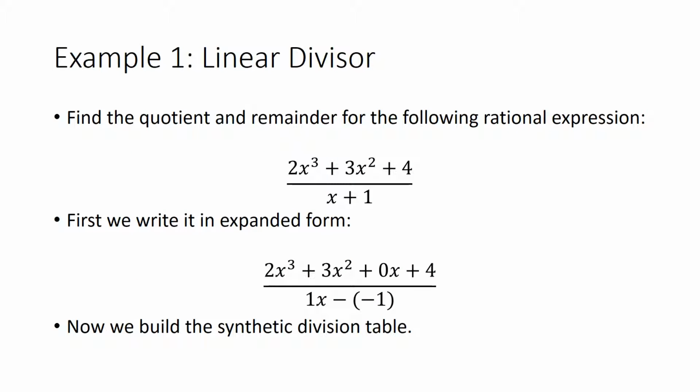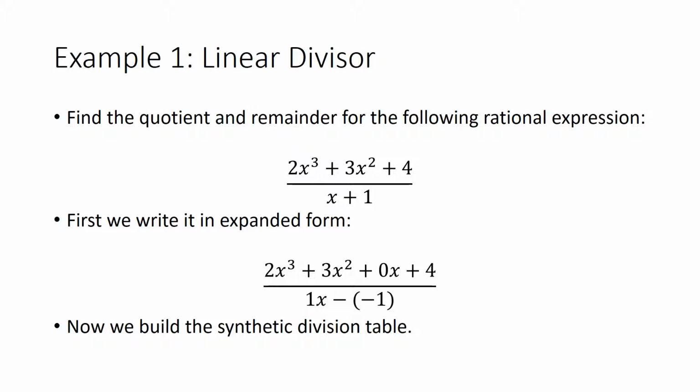Our first example will have a linear divisor, and we're asked to find the quotient and remainder for the following rational expression: 2x cubed plus 3x squared plus 4 divided by x plus 1. Our first step is to write it in our expanded form. So we have 2x cubed plus 3x squared plus 0x plus 4 divided by 1x minus negative 1.